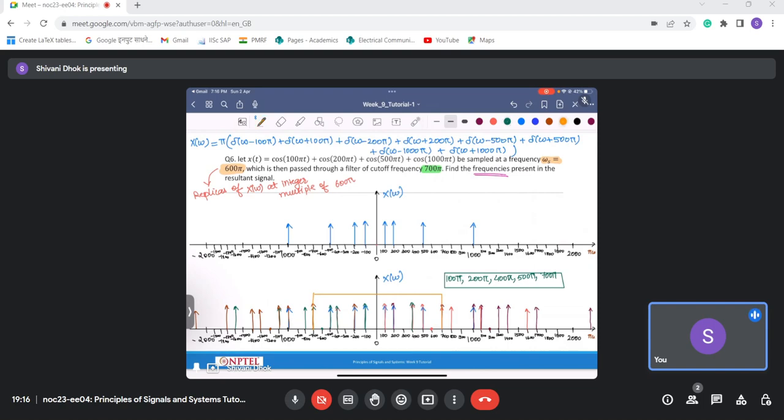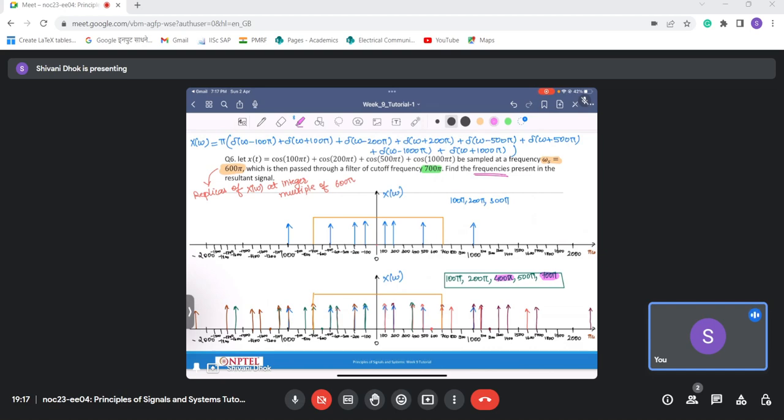Now if we would have sampled it properly, what we were expecting is to have something like this. That is, we would be expecting frequencies only at 100 pi, 200 pi, and 300 pi. But due to improper sampling frequency, I am getting additional frequency components at 400 pi and 700 pi, which are not present in the original signal, because we sampled with a sampling frequency less than the Nyquist rate here, which was 2000.